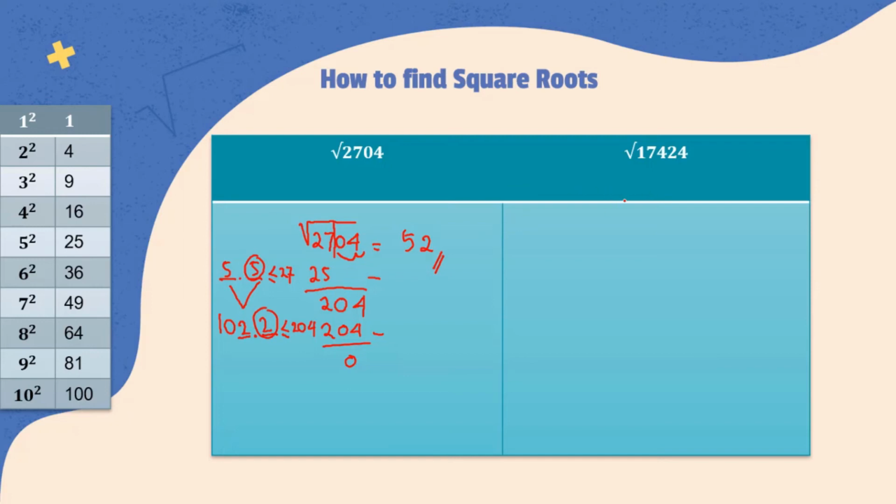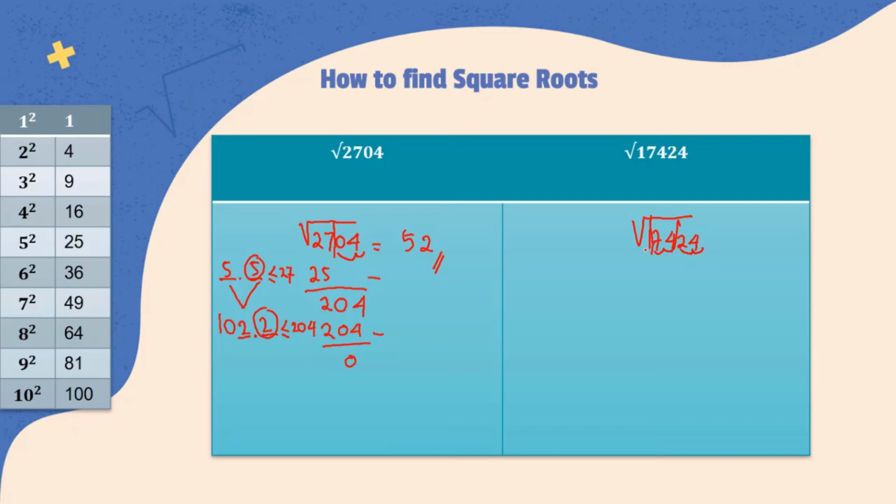Now, the other question: we have to find the square root of 17,424. You have to divide it from the back. Because this is the square root, you have to count from the back: 1, 2, 1, 2. Put the straight line right here.